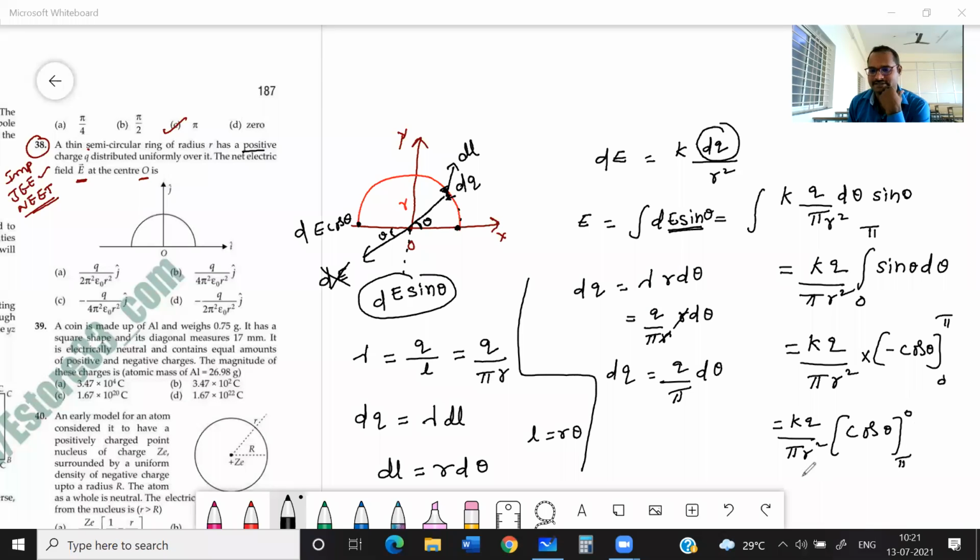Can we write? Yes, we can write. Yes, you will get kq by pi r square into cos 0 minus cos pi. Yes, as you know, cos 0 value is 1 and cos pi value is minus 1. Minus of minus is plus. Plus 1 plus 1, you will get plus 2. Means you will get electric field as kq by pi r square into 2. Are you understanding, students? Yes, here I'll erase.